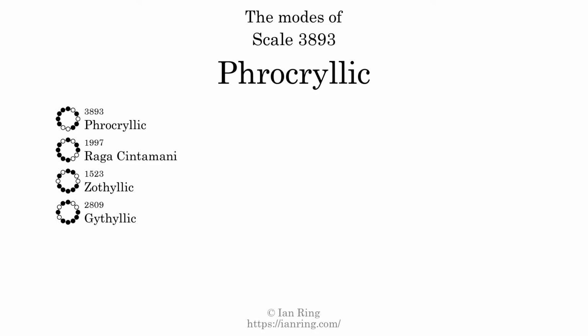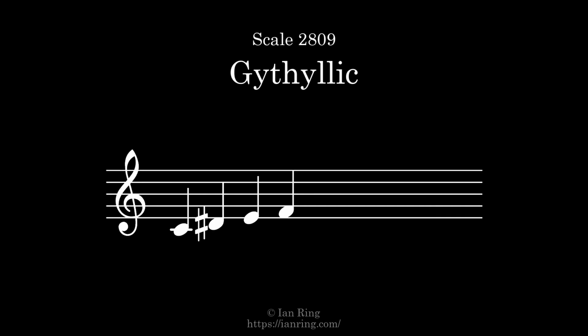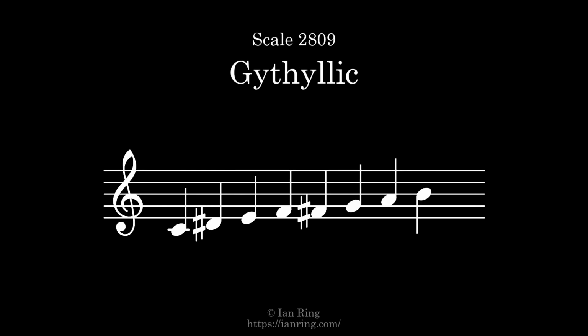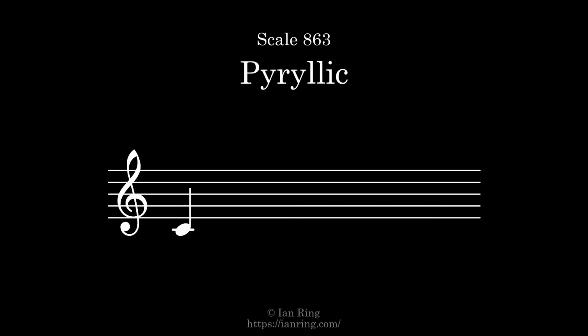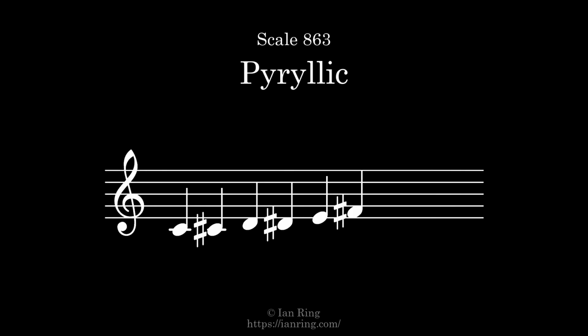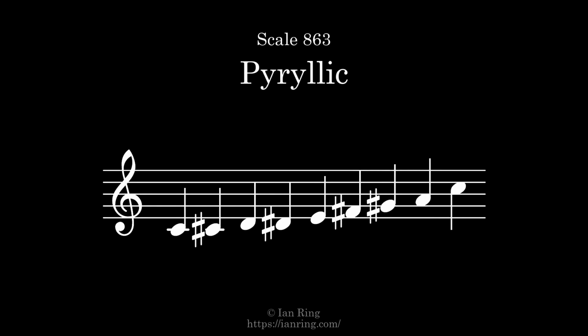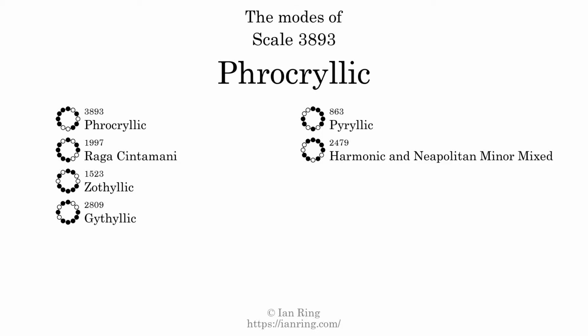The fourth mode is scale 2809, also known as Githilic. It sounds like this. The fifth mode is scale 863, also known as Phrocryllic. It sounds like this. The sixth mode is scale 2479, also known as harmonic and Neapolitan minor mixed. It sounds like this.